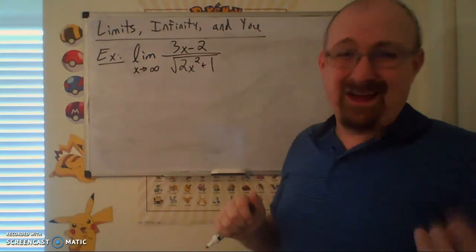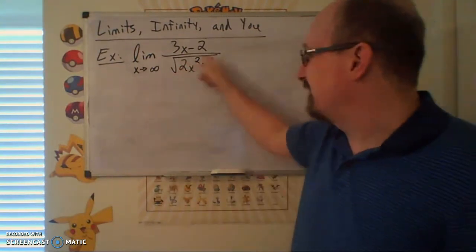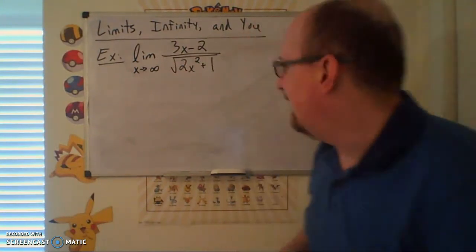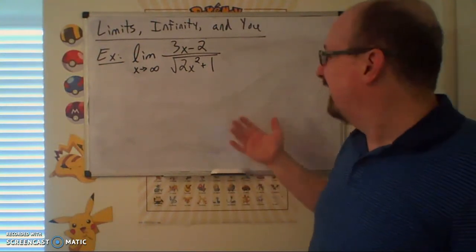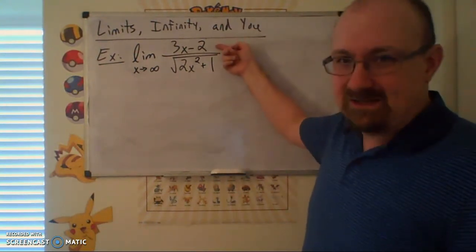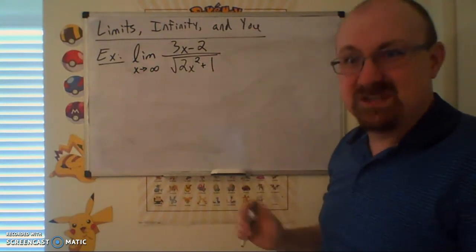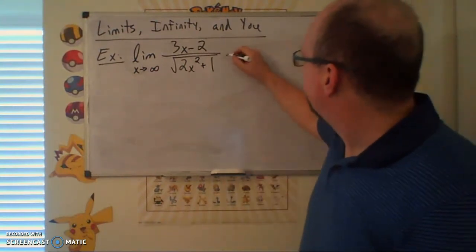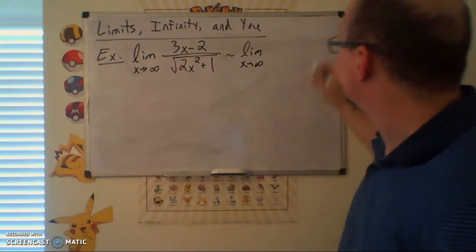So we can treat these like rational functions, but that theorem doesn't technically apply because of the square root. That's not really a rational function. Anyway, the same principle is still in effect, though. For really large x values, subtracting 2 is pretty meaningless. Adding 1, similarly meaningless, even if it's underneath the square root like that. So we can follow that same approach. Let's take a look and see how that shakes out for us.